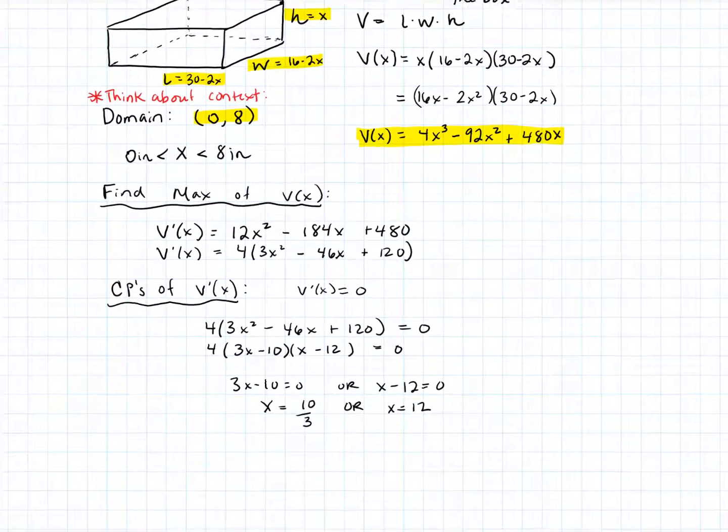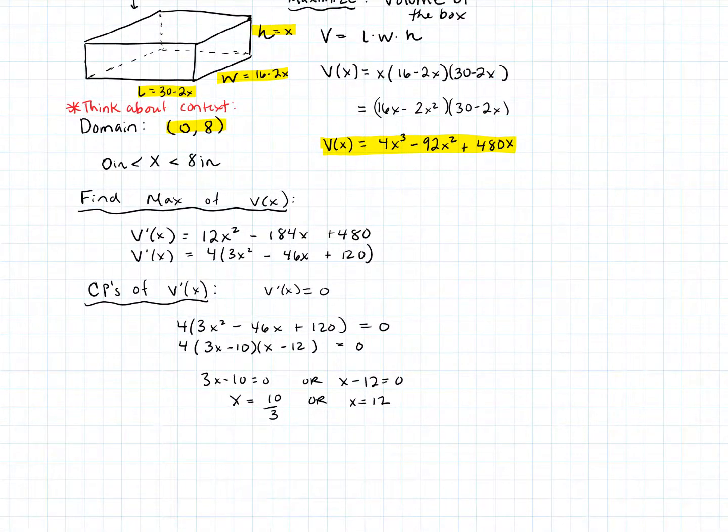So notice here I actually have two critical points. If I just didn't think about this at all, if I just went right into it, on my sign chart I would have 10/3 and 12. But remember, up here again, the domain is only from 0 to 8. We can't cut 12 inches from both sides of a 16-inch length. That would mean we were cutting out actually 24 inches, and if you only have 16 inches to cut from, you can't cut 24 inches. So we can't actually even use 12. This is outside the domain.